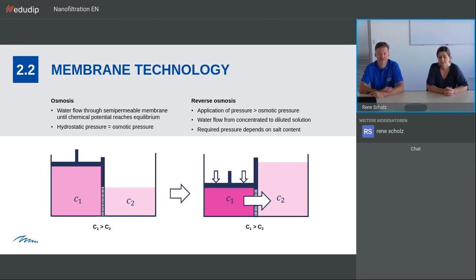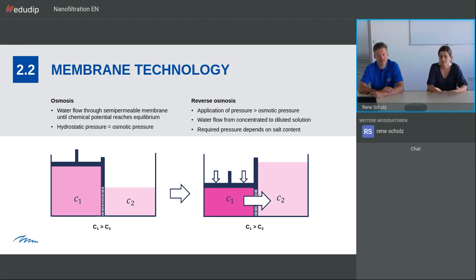What happens here is that the water flows from compartment 2 to compartment 1. And the process is in equilibrium when the water level in compartment 1 is so high that the hydrostatic pressure counters the osmotic pressure. Now from this to reverse osmosis, it's just a small step. So this is what you see on the right-hand side.